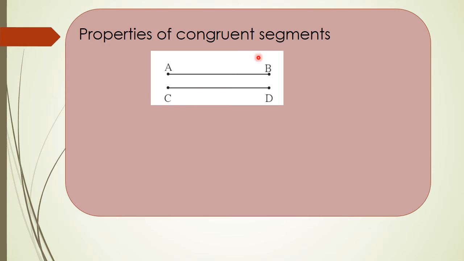What are the properties of congruent segments? So we have these properties of congruent segments. First property is reflexivity. What is reflexivity? Segment AB is congruent to segment AB. That means this segment AB is congruent to itself. Okay, if AB is 5 centimeter, it is 5 centimeter. That means it is congruent to itself. That property is called reflexivity.